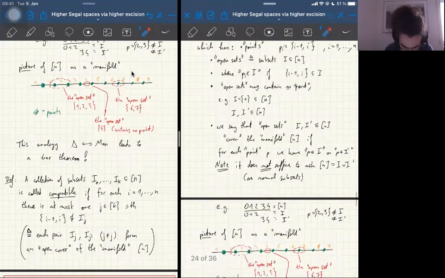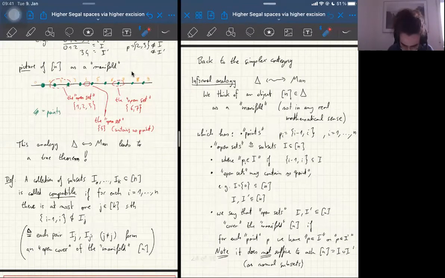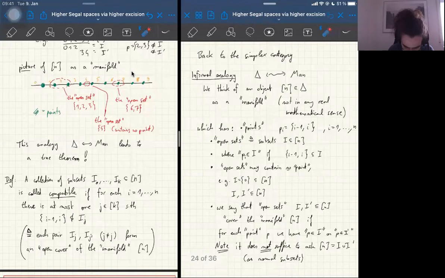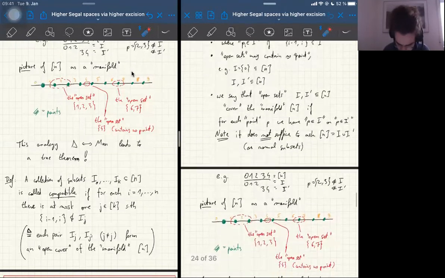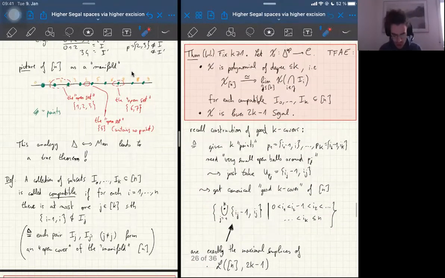Okay, so the first definition is that now we can mirror the definition from manifold calculus. If we have a collection of subsets, then I want to say that each pair of them is an open cover of my manifold. That's what this condition here says. If one spells this out, it just means that for each I, there's at most one of these which does not contain this point I-1, I. And then if I take any two of them, that point will be contained in one of them.